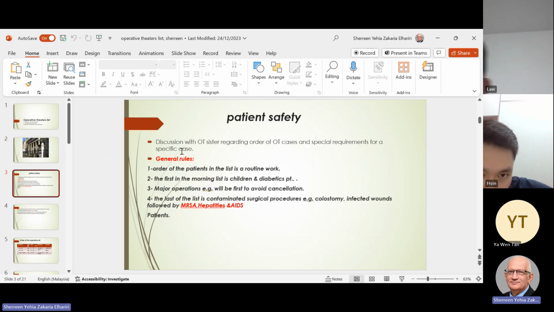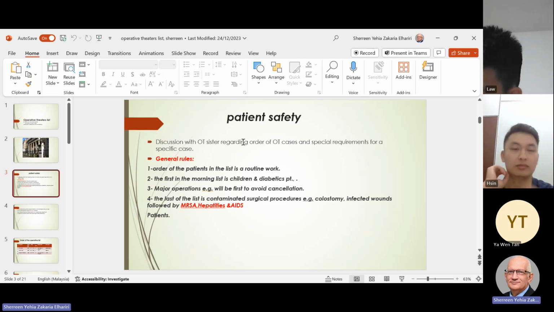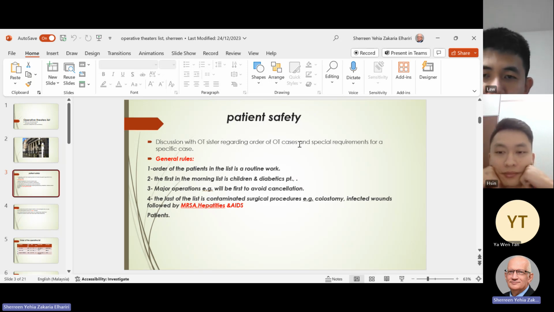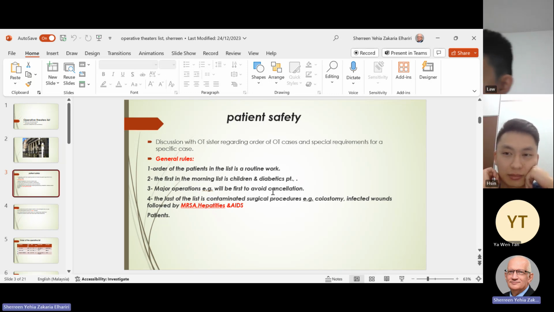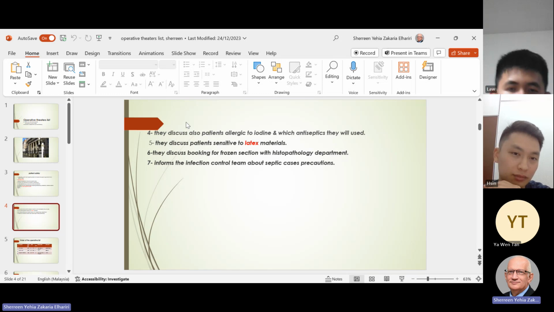The principle, of course, is that you discuss with the operative theater regarding the OT cases. It is something routine. The first morning list must be diabetic patients or children. The first major operation can go first to avoid cancellation. And the last on the list are the infected cases like colostomy, diabetic foot, MRSA patient, hepatitis, and AIDS. Okay, so this is the general principle.